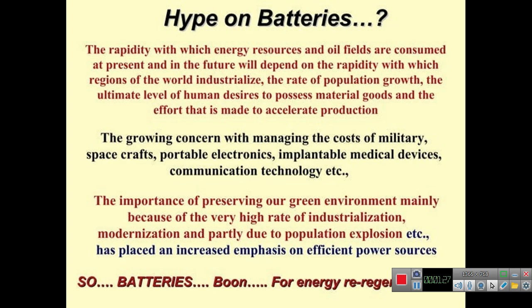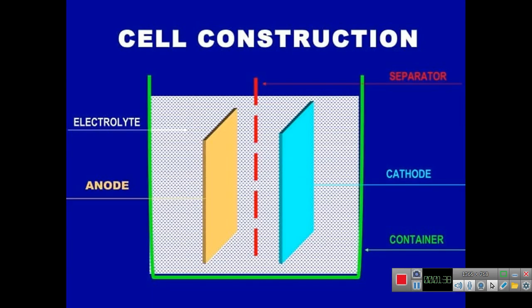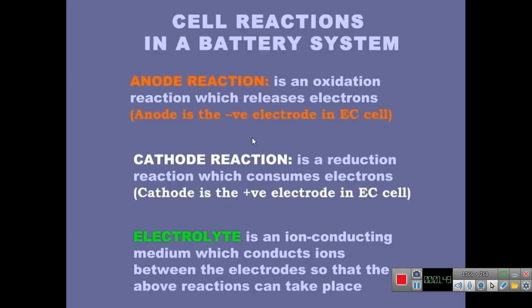So batteries are rechargeable. The components in a battery system are cathode, anode, electrolyte, and there is a separator and the container. So this is the cell construction. So what we have here is the electrolytic solution, and this is anode and this is cathode and this is a container and this is a separator between the anode and cathode.